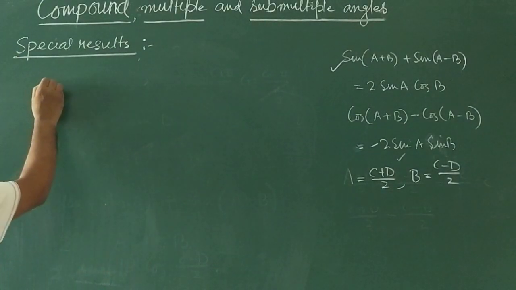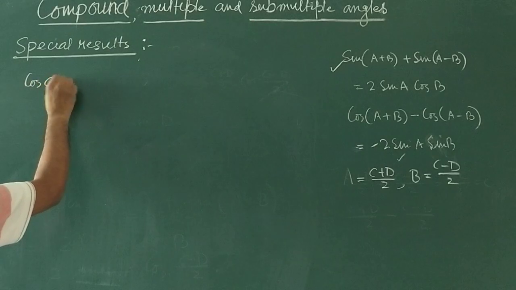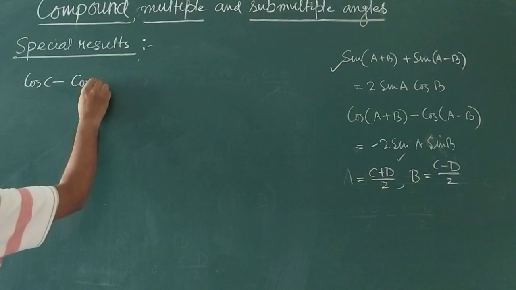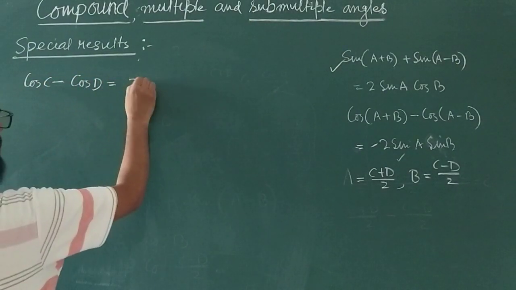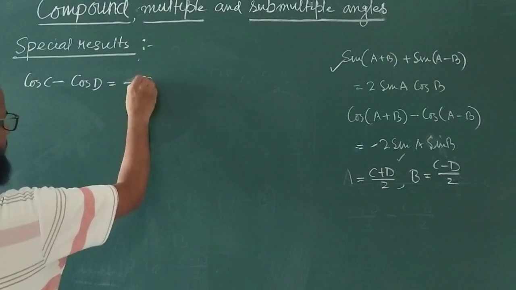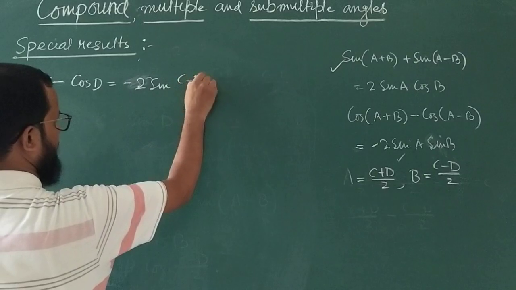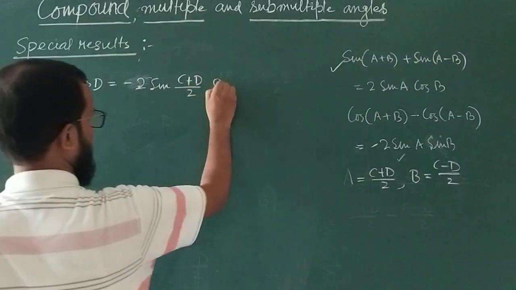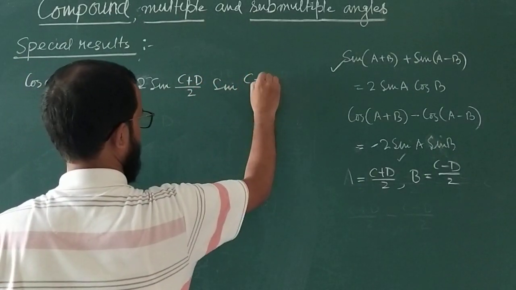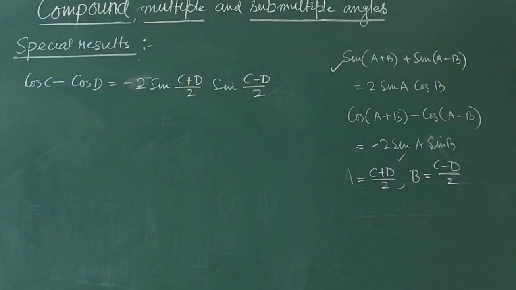So number 4, what was it? Cos c minus cos d is equal to minus 2 sin (c plus d divided by 2) into sin (c minus d divided by 2).